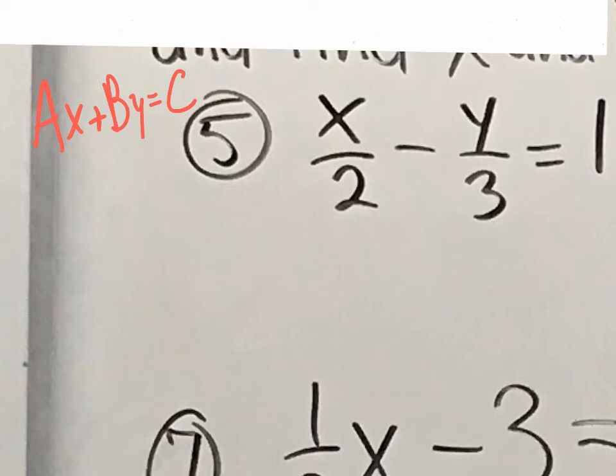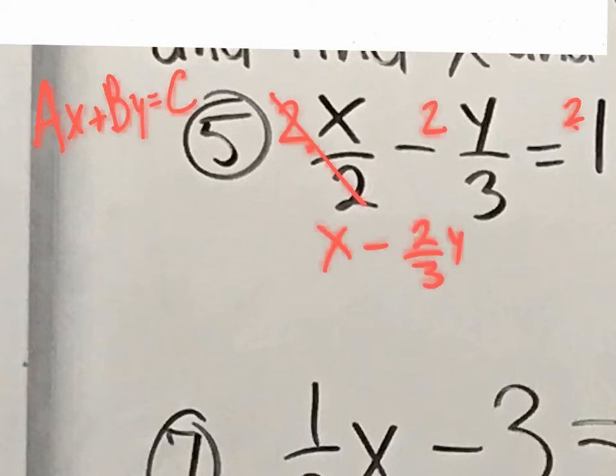Let's say you wanted to get rid of the x divided by 2. Go ahead and multiply by 2, multiply by 2, multiply by 2. That'll cancel out. You're going to have x minus 2 over 3 with the y. Why is it 2 over 3? Because the 2 did not cancel with the 3, so I need to leave it 2 over 3 with the y. And over here equals 2.